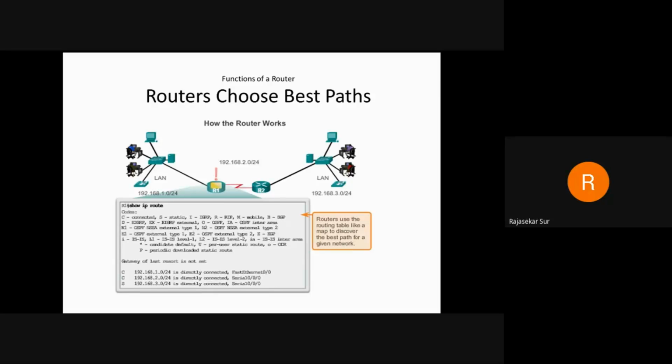So this is how the routers are working. This is called choosing the best path. In this case, we have only one path. So things are very clear. But in some cases, you will see a very complicated network. Now let me move to the next slide.